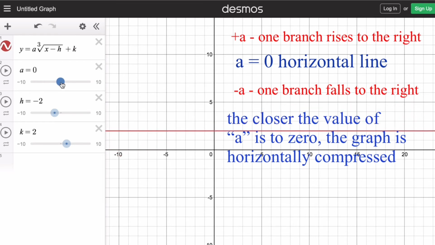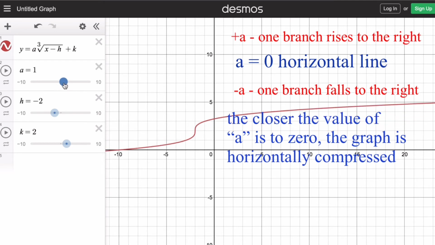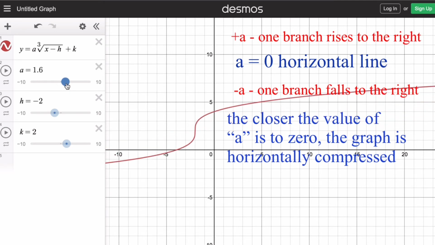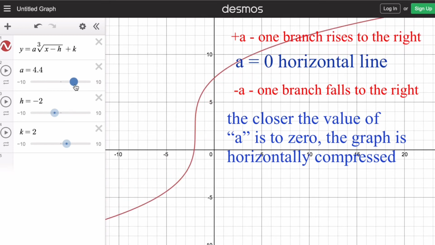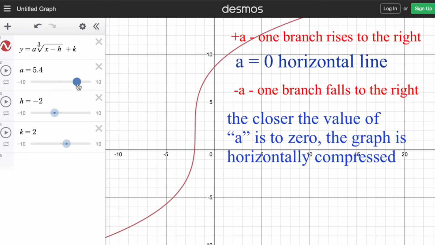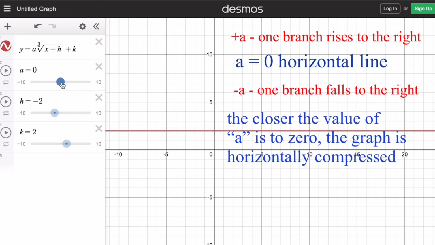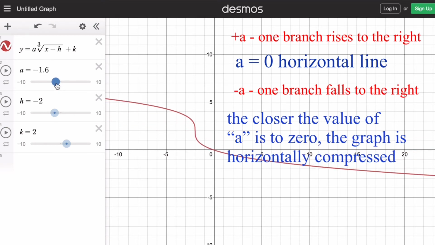On the contrary, the farther the value of a is from 0, that means from 0 we go higher value all the way to 10, the more that it is vertically stretched. So as you can see, it becomes more vertical as we go farther from 0. And that is also the same thing for the other side. So you start from 0, we go away from 0 towards negative 10. Again, the graph will become vertically stretched.